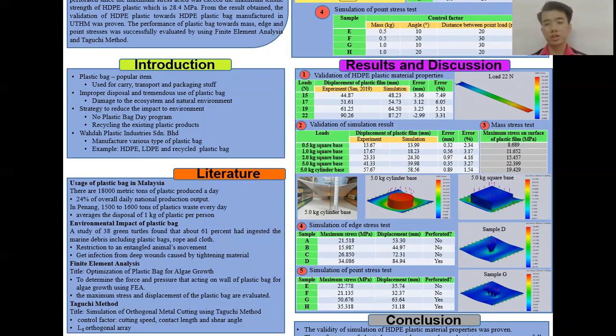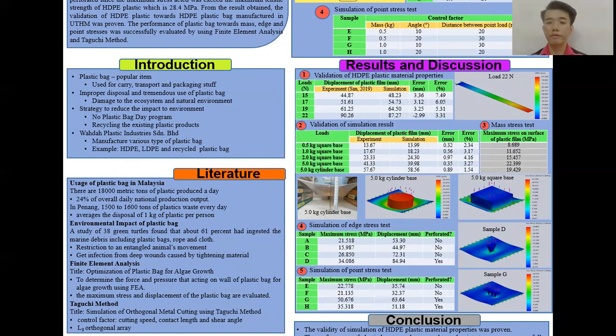And also the mass test will be carried out to determine the maximum stress on the surface of the plastic film, and the load applied will be the same as the second test. And I found that the 5 kg load with the 5 kg square base has the highest maximum stress on the surface of the plastic film, which is 22.399.